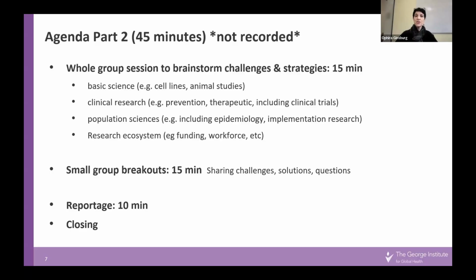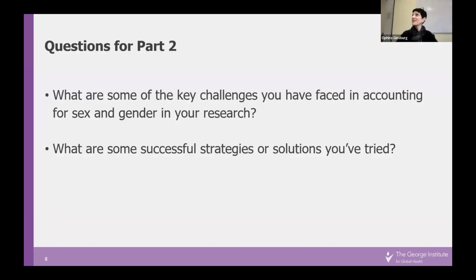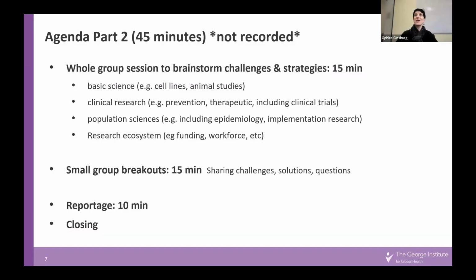Then we'll get to the strategies or solutions that those of you out here might have tried and found helpful, etc. And we'll do that in breakout sessions, which will ask you to join, as you'll hear later. You can join whichever group that you like, based on the domain of interest, basic science, etc., and according to your surname, depending on, I think we'll have a lot of people, so we'll need a lot of sessions. And we'll finalize with a bit of a reportage from the group sessions.